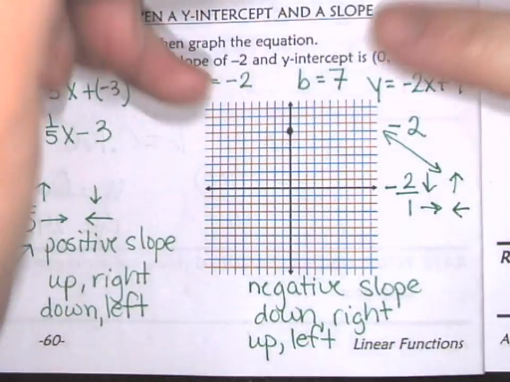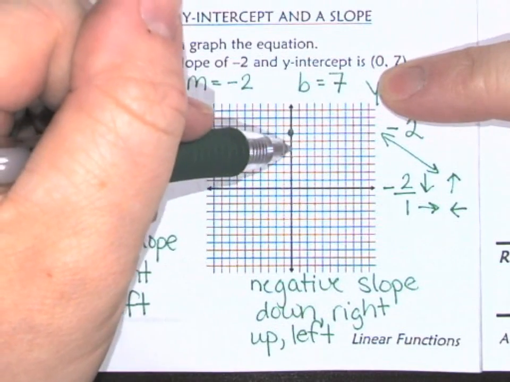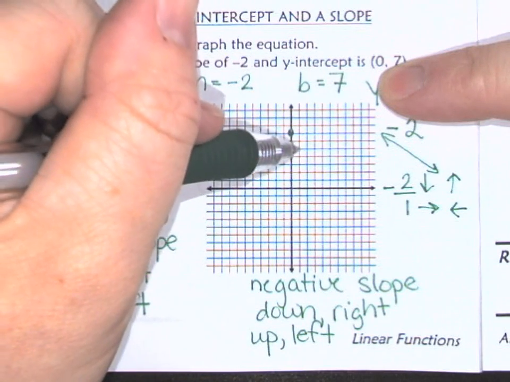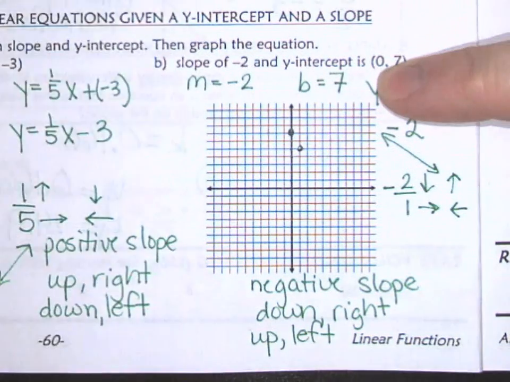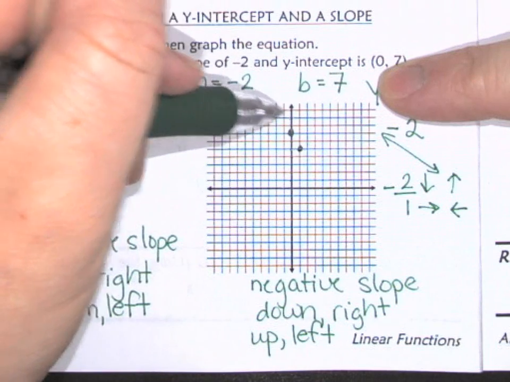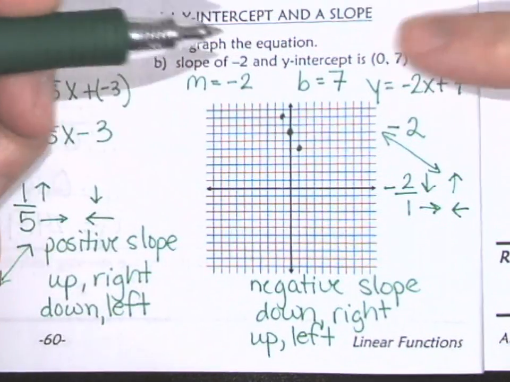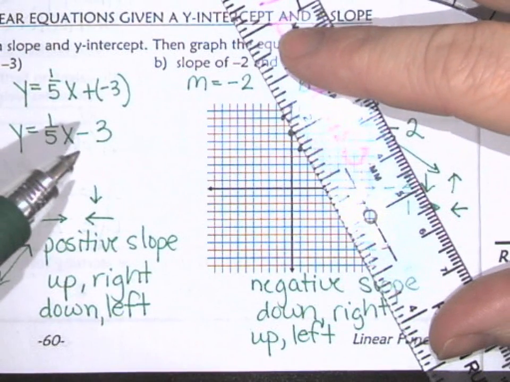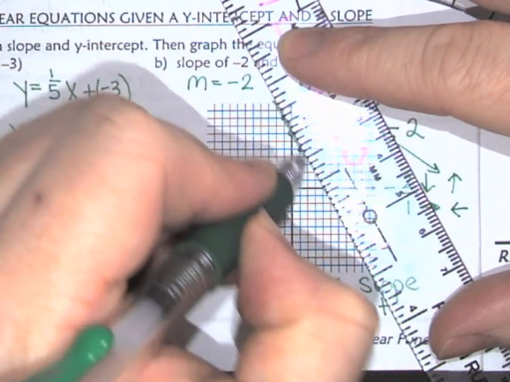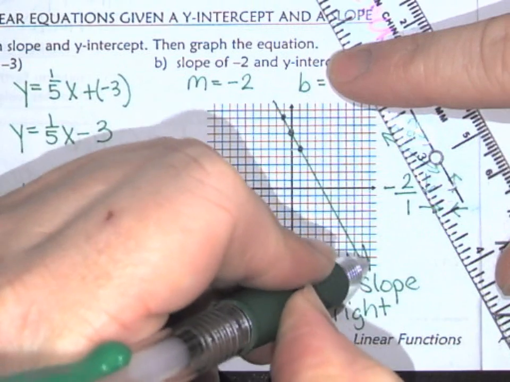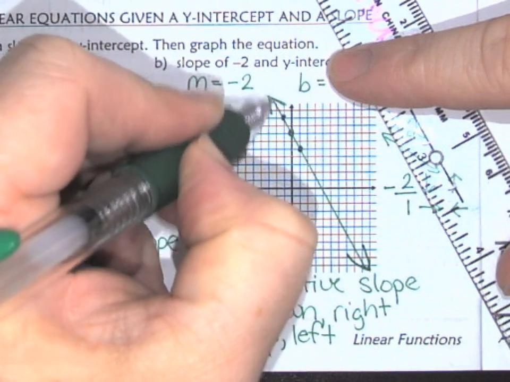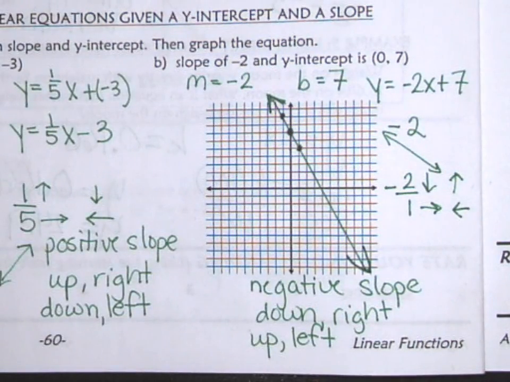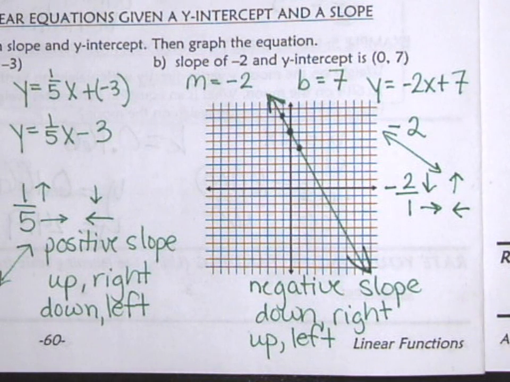So if I go down 2, 1, 2, and to the right 1, or I can go up 2 and to the left. Then I take my ruler and I draw my line. So if you're given the slope and the y-intercept, you should be able to write the equation, and you should be able to graph.